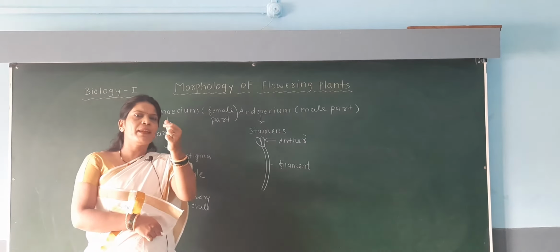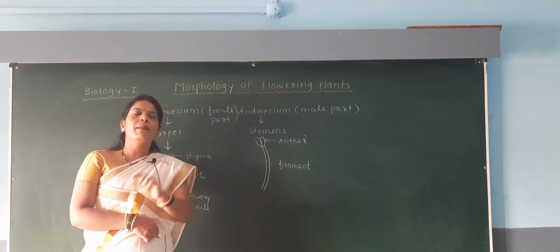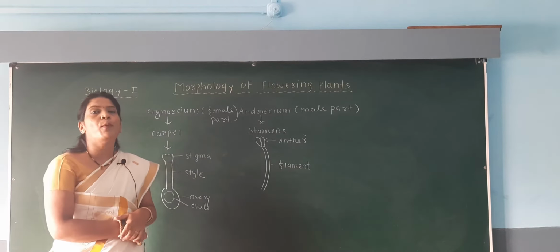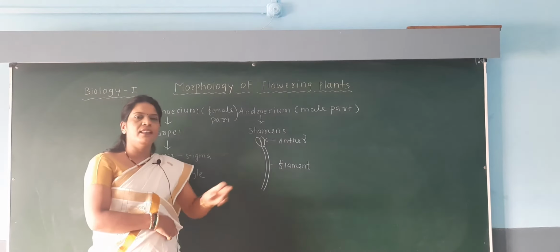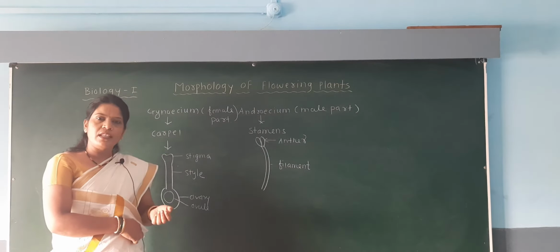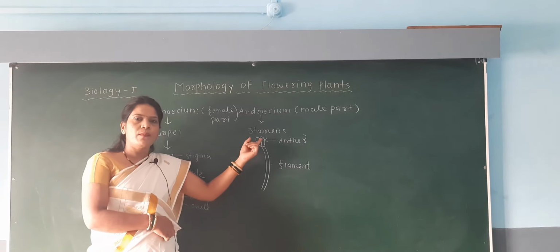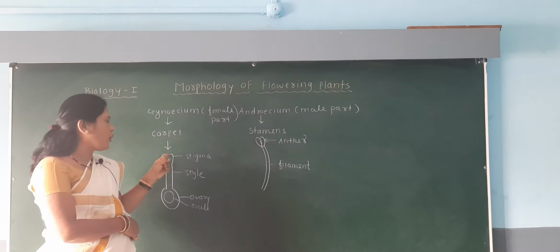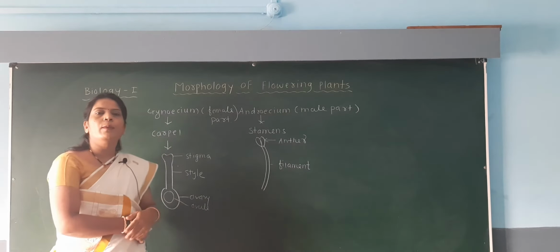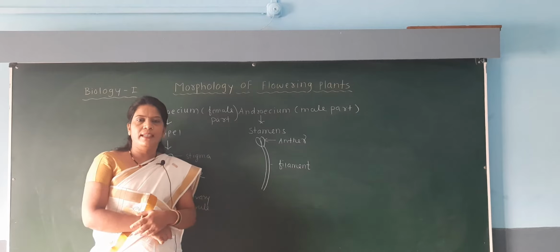If we press this anther, we see fine dust on our finger. It is nothing but the pollen grains. So pollen grains are present in this anther part. And in pollination, these pollen grains from the anther get deposited on this stigma part, and pollination is found in the plant.